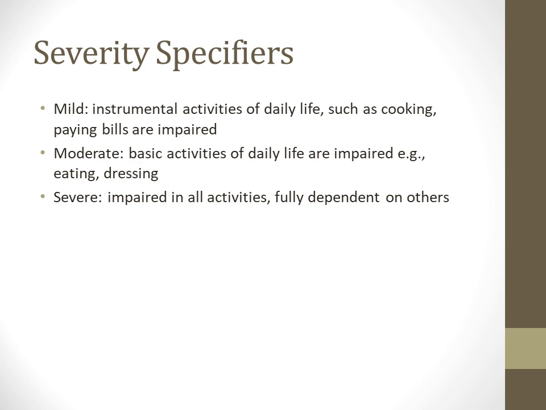Severity specifiers. In mild cases, instrumental activities of daily life such as cooking and paying bills are impaired. In moderate, basic activities of daily life are impaired such as eating and dressing. Whereas in severe cases, there is impairment in all activities and they are fully dependent on others.